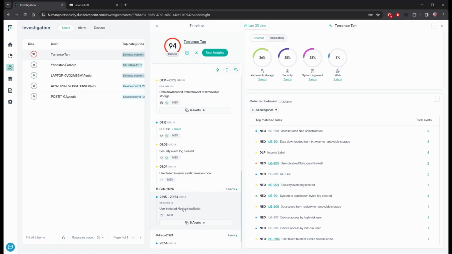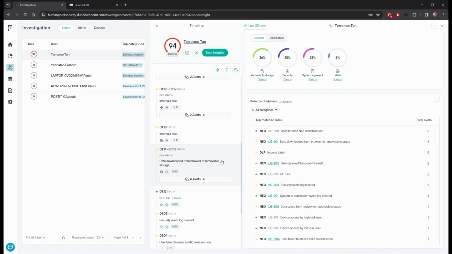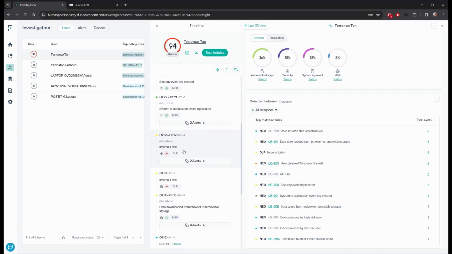So we can identify if users are uninstalling the agent, are they violating certain rules? So this gives analysts a powerful insight in terms of what's happening with users whenever there is a violation, essentially giving them context to the content.